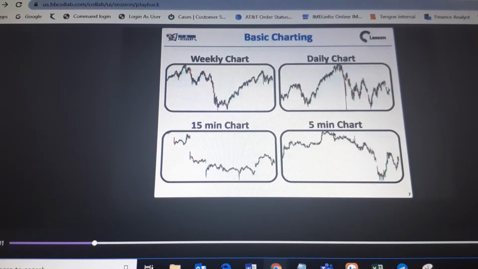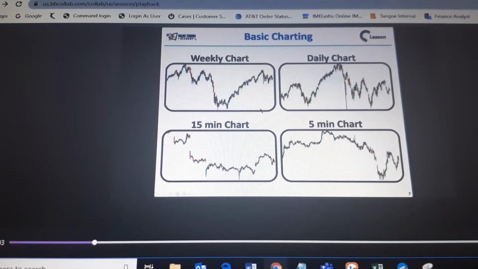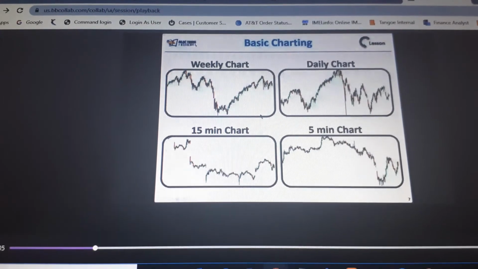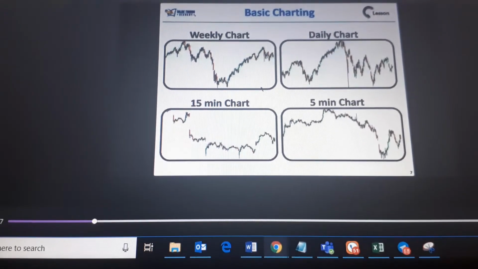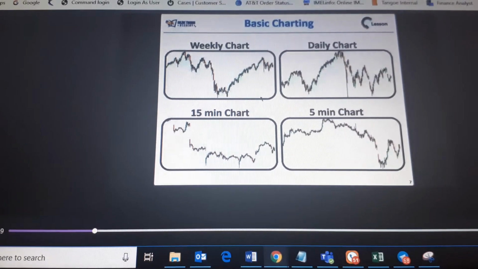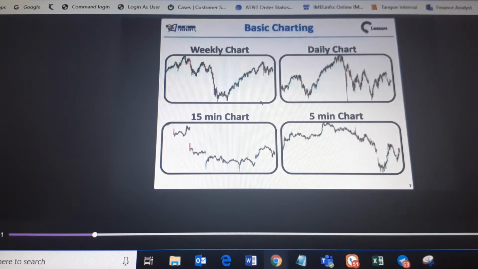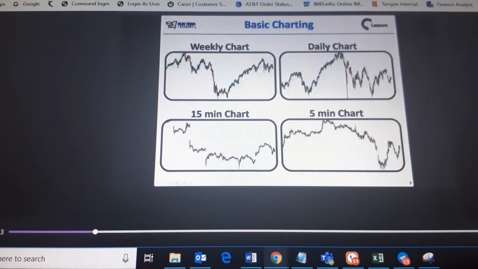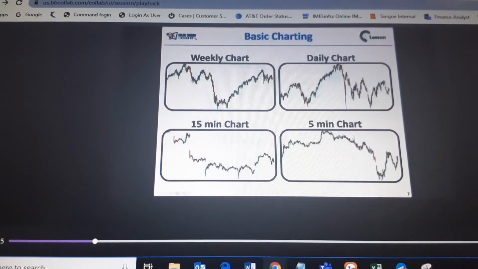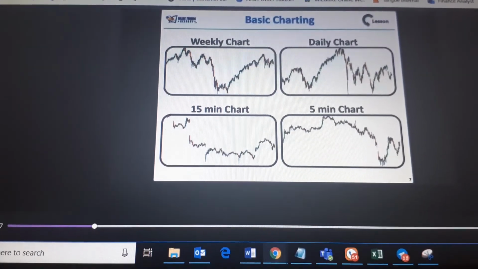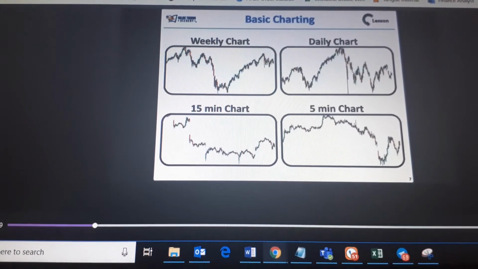All are candlestick charts, right? So for our analysis, we are going to use candlestick charts. Okay, so what does this weekly chart show you? The weekly chart shows you the weekly activity of that stock, of the market.